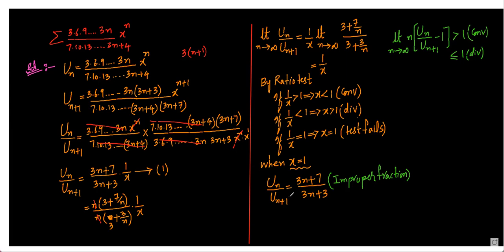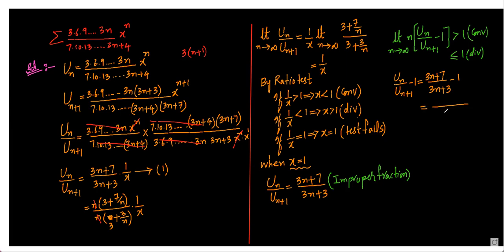Okay, so from here it is clear what we have to do. We have to subtract 1, right? Subtract 1. So let us continue. Un by un plus 1 minus 1. Un by un plus 1 minus 1 equal to, un value is what? 3n plus 7 by 3n plus 3. Subtract 1 here and simplify this.